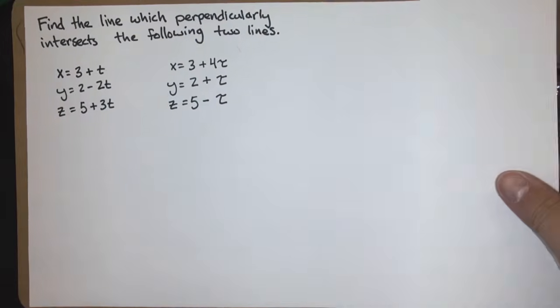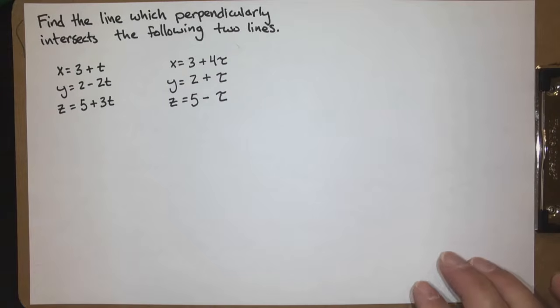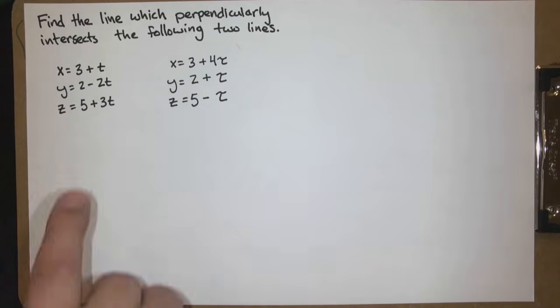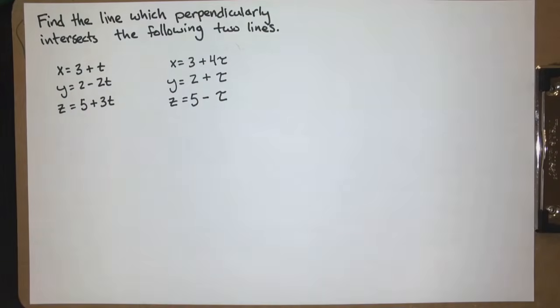Well, here's a quick question for you. Find the line which perpendicularly intersects the following two lines. X is 3 plus t, y is 2 minus 2t, z is 5 plus 3t, x is 3 plus 4 tau, y is 2 plus tau, z is 5 minus tau. The reason this uses t's versus tau's, different lines, I just want to emphasize they're having different parameters. So t and tau can behave independently of each other. So the parameter choice for one is different from the parameter choice for the other.